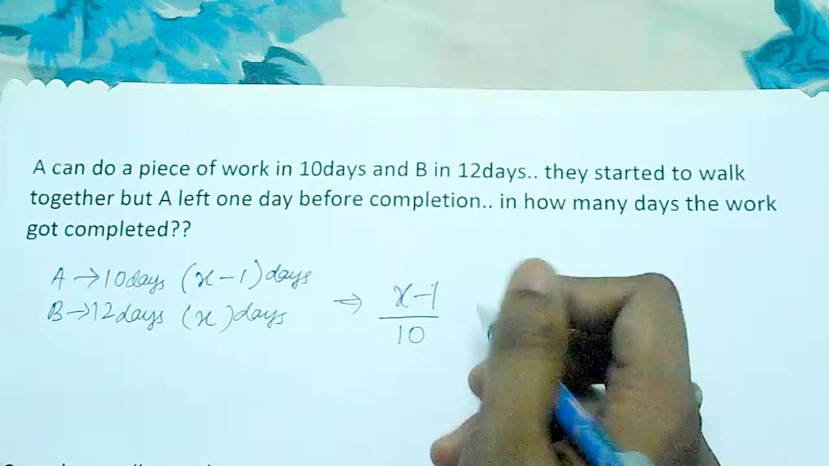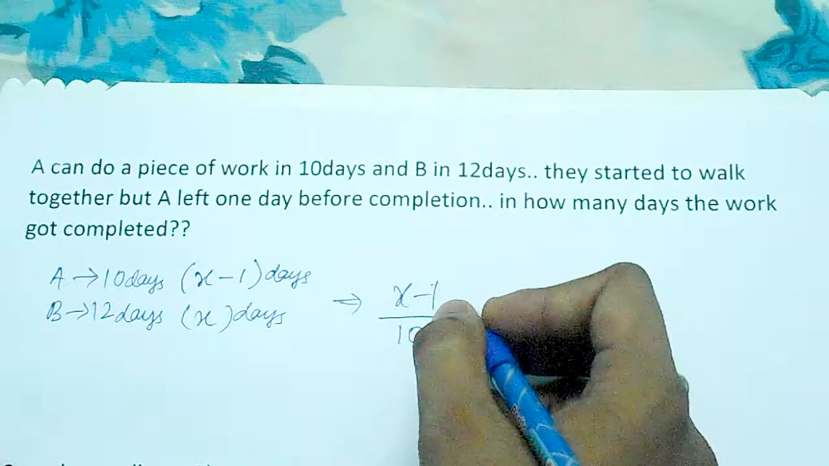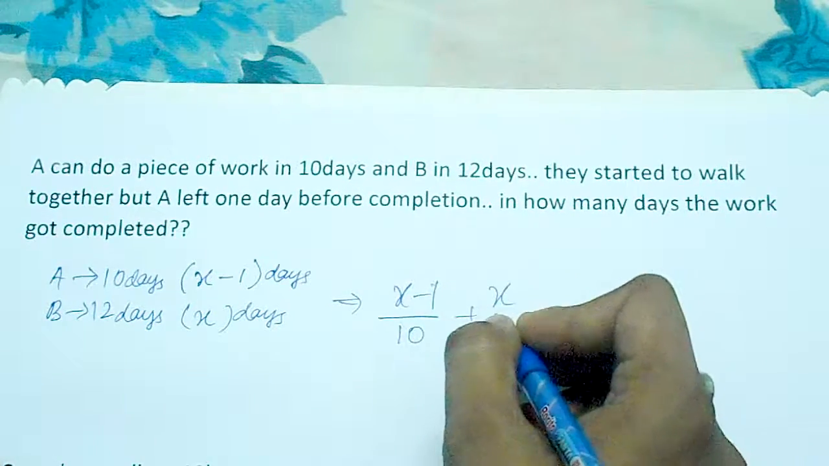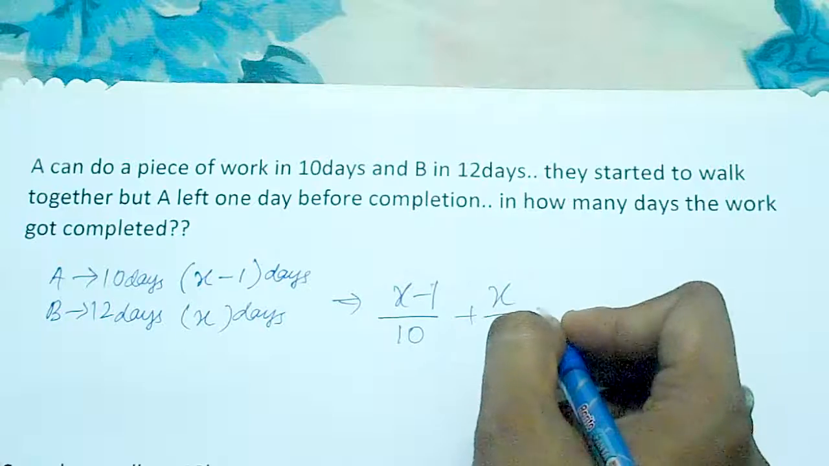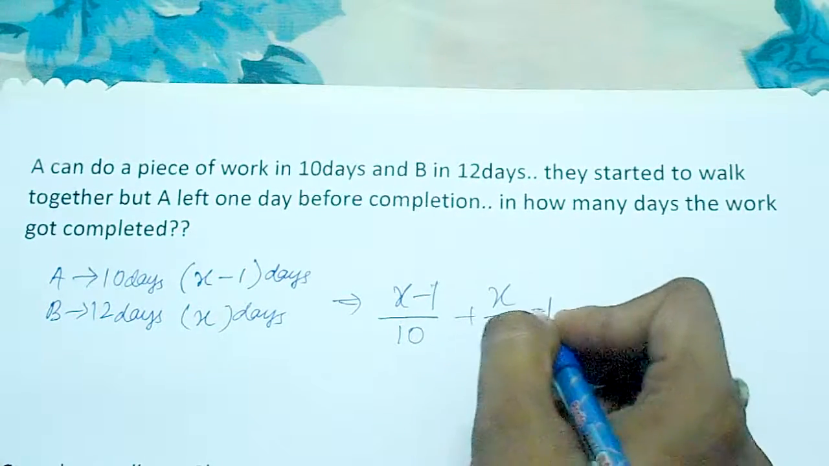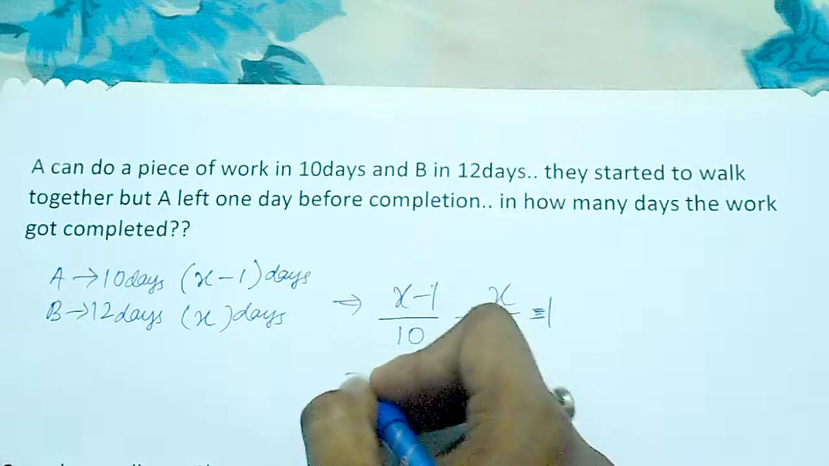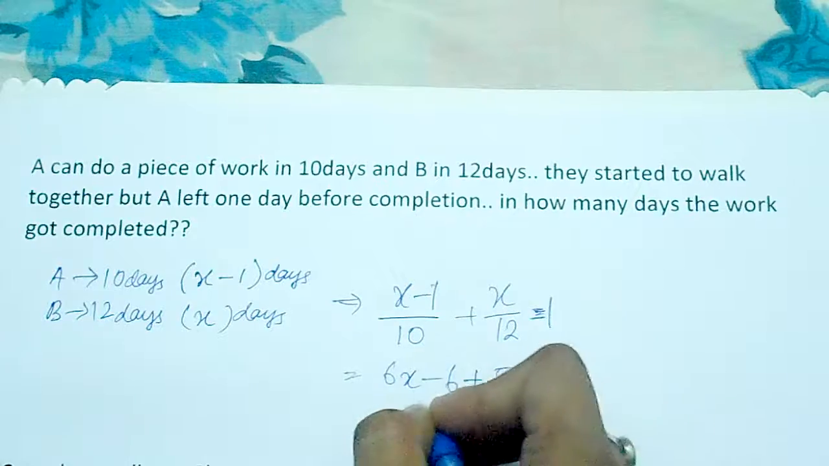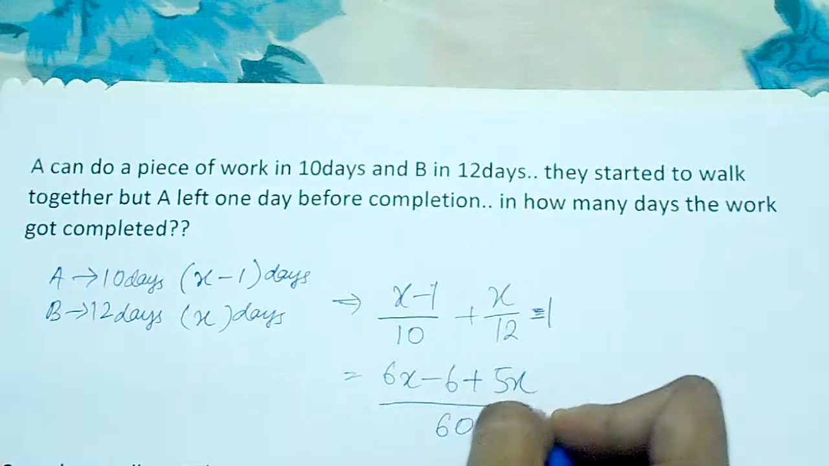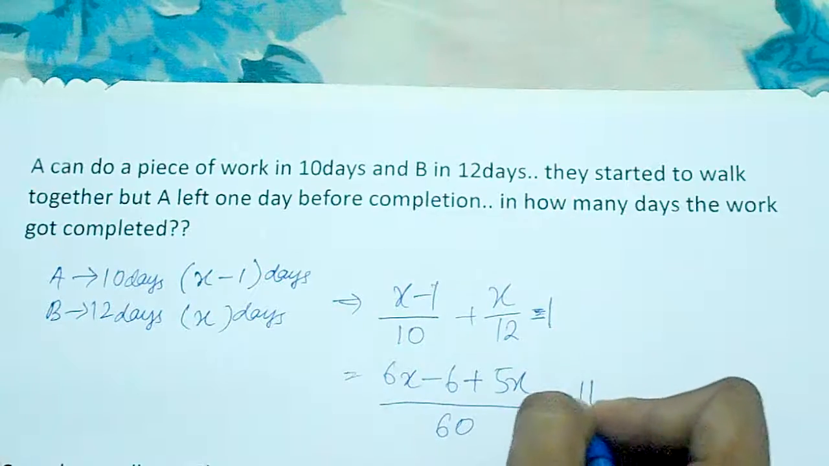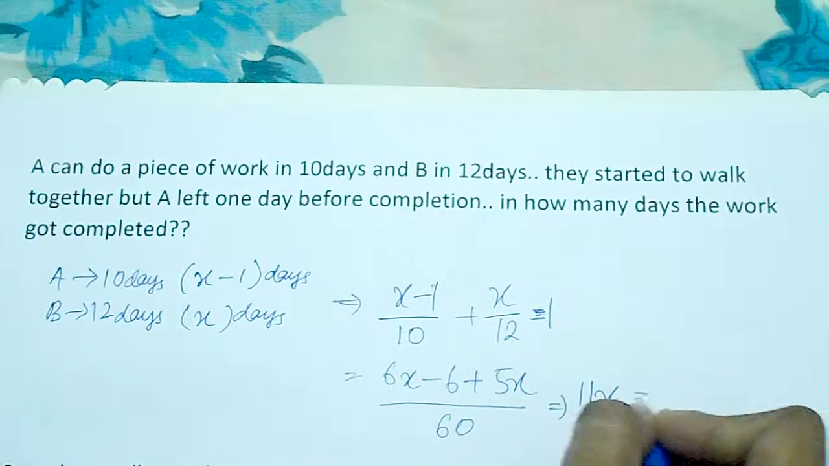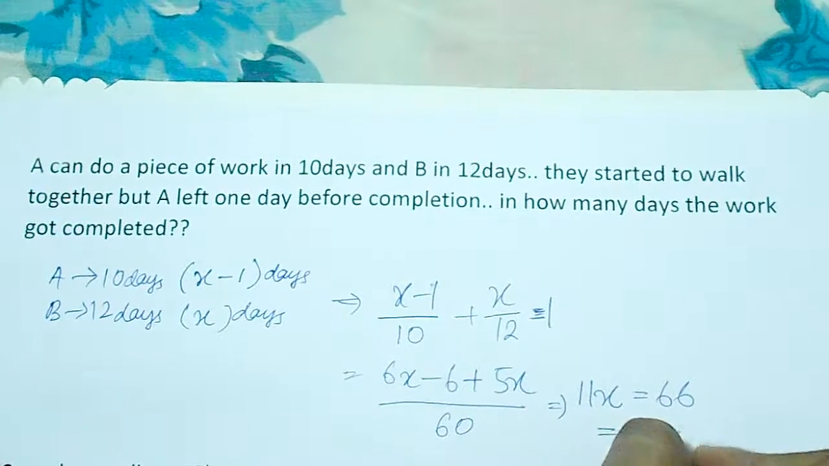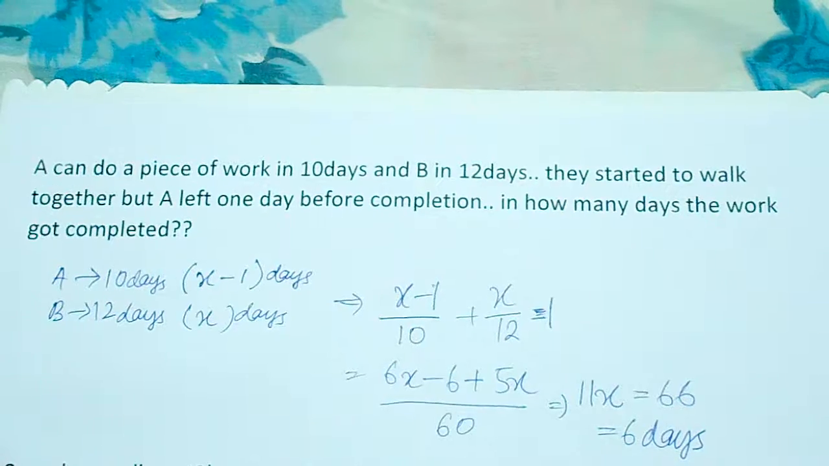So this one will be like x minus 1 by 10, as A left 1 day before the completion, plus x by 12 equals 1. So 6x minus 6 plus 5x by 60, which sums up to 11x equals 66. So it's basically 6 days it took to complete the work.